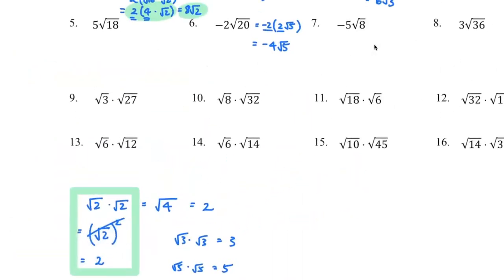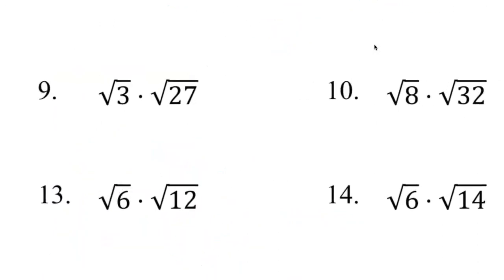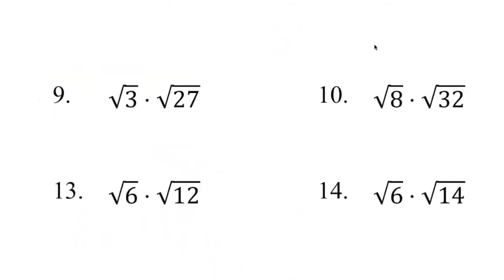And going through the next few problems, let's go ahead and take a look at number 9. Now for number 9, there's nothing we can do to simplify square root of 3, but we could do something with square root of 27. So let's go ahead and simplify square root of 27. What can we do? Square root of 27 is 9 times 3, so that's 3 root 3. 9 times 3 is underneath the square root. 9 is a perfect square, and the square root of 9 is 3. That's why there's a 3 outside of the square root.